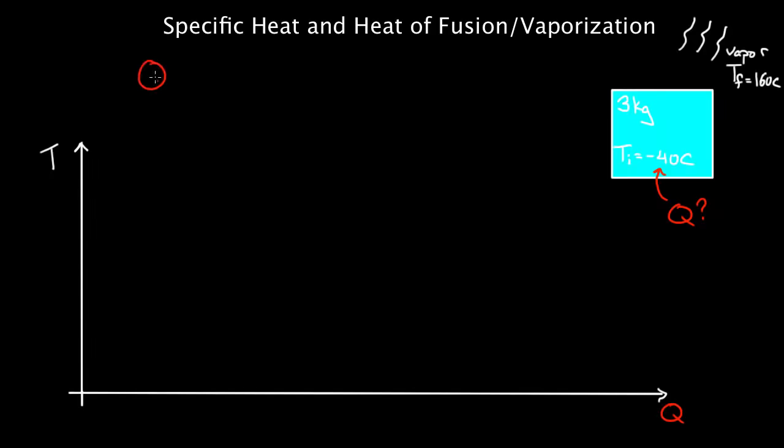A naive approach would say, okay, Q equals MC delta T. My M is 3 kilograms. My C is, well, whatever my C is. I'll talk about that in a minute. Delta T, my final temperature is 160 degrees Celsius. My initial temperature is negative 40. You can't forget the negative sign. And I just plug in my specific heat and I find my value. This is wrong. You cannot do it this way.